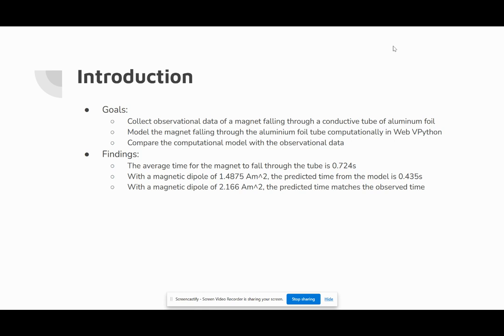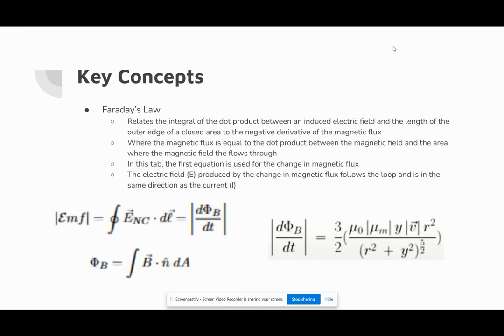Our findings are that the average time for the magnet to fall through the tube is 0.724 seconds. When there's a magnetic dipole of 1.4875, the predicted time for the model is 0.435 seconds, and then when there's a magnetic dipole of 2.166, the predicted time matches the observed time, which is 0.724 seconds.